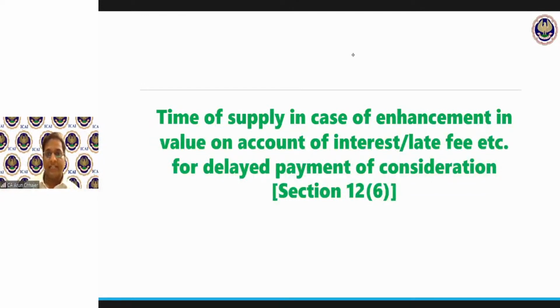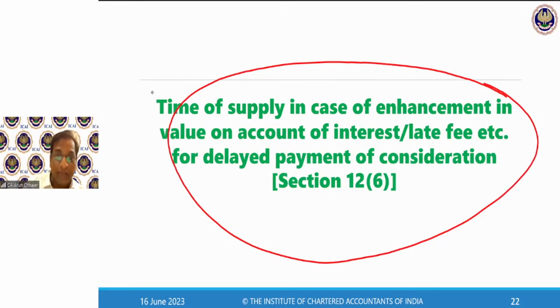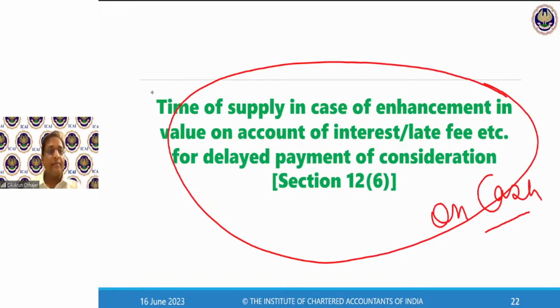Now, let's move to the next part. See, now there is no concept of cash basis. But yes, in this point, 12 subsection 6 is talking about the liability on cash basis. For which component? Giving you the example, I have issued the tax invoice for 10,000, including taxes.